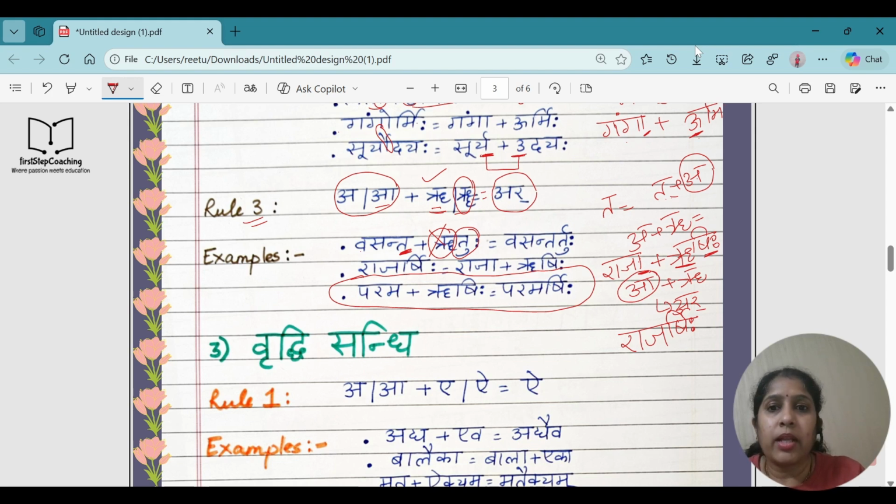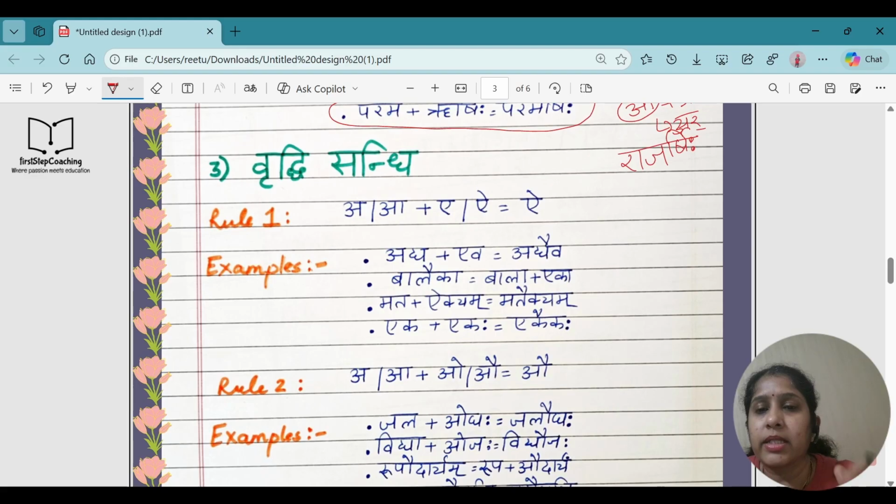So your task is now that you have to see yourself by applying the rule whether you are able to apply the rule or not. Okay, if you're not able to do it, please go through the video once again. Okay, let's go for the next rule, which is Vriddhi Sandhi.